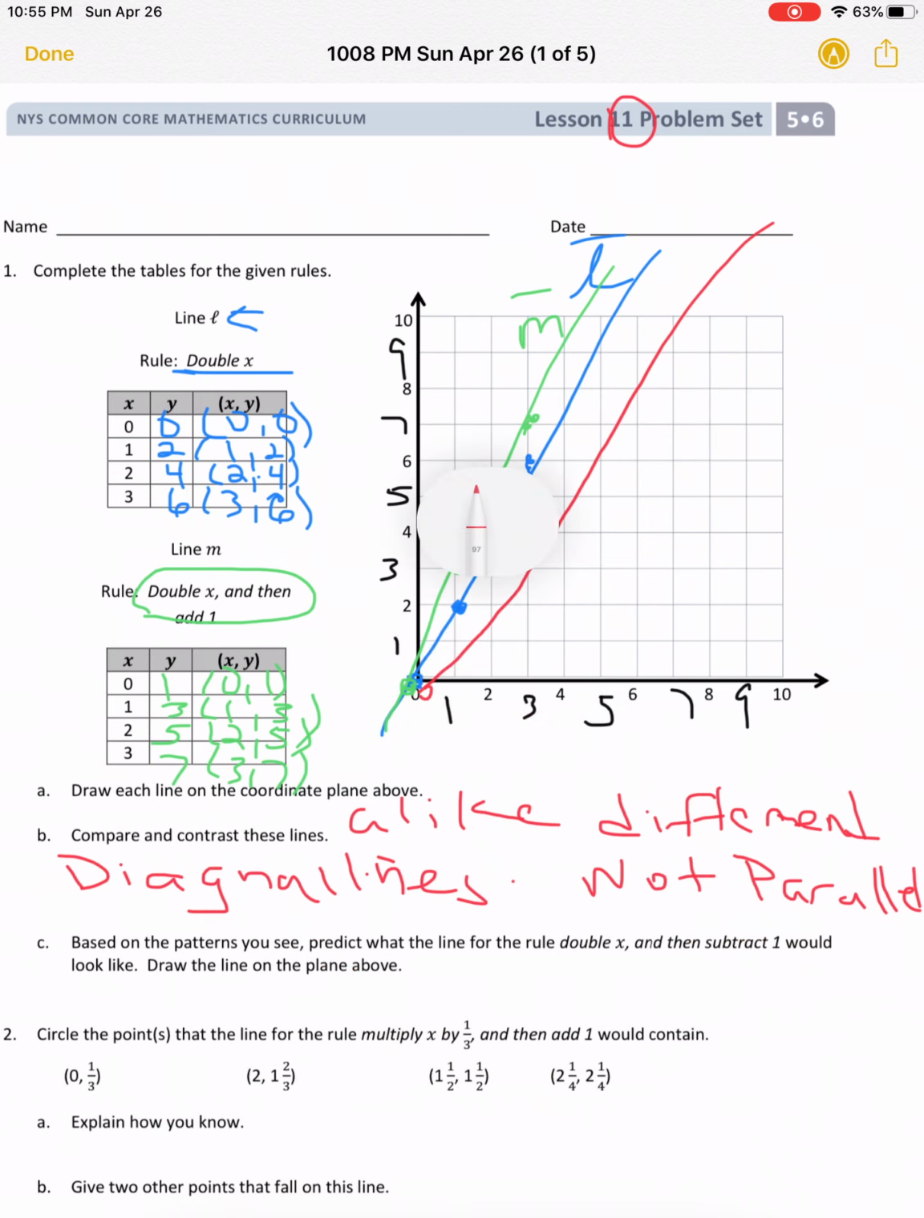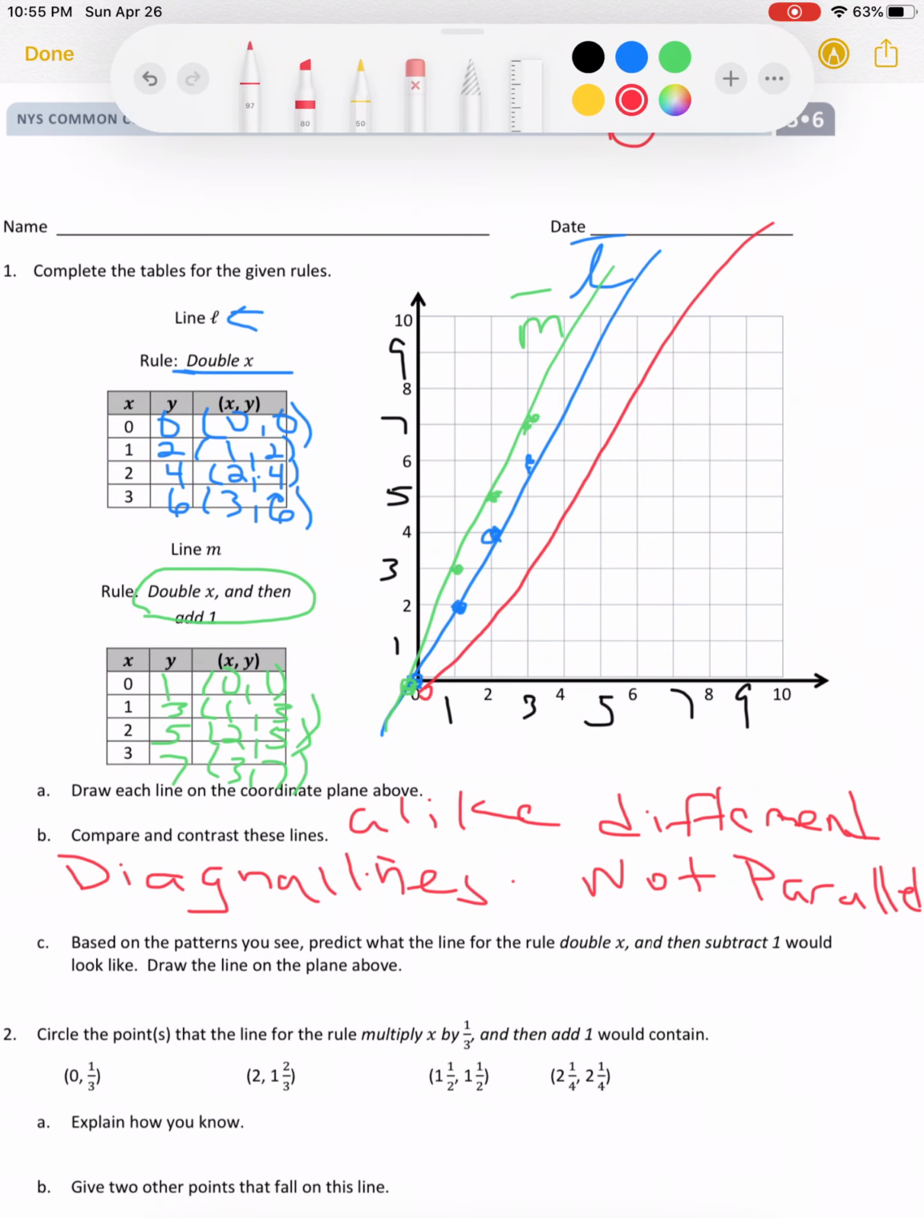Let me see if I can move this. I hope so. Thank you. It says circle the points that the line for the rule multiply x by 1/3 would contain. So here's our rule. Multiply x by 1/3 and add 1. So we are multiplying x by 1/3 and adding 1. So x times 1/3 plus 1. It says circle the points that the line for the rule x times 1/3 plus 1 would contain.